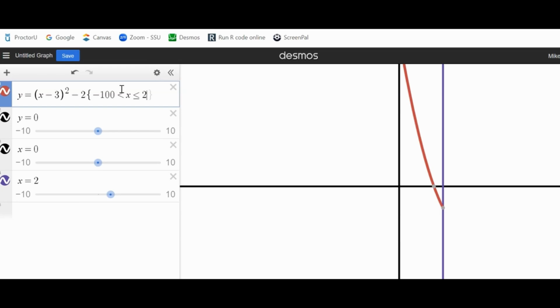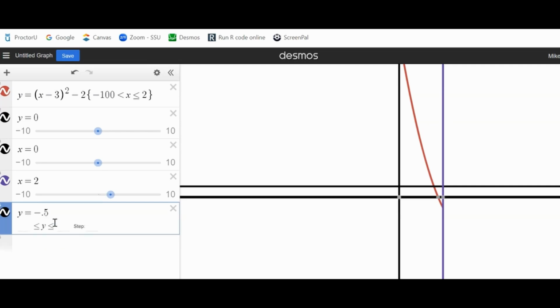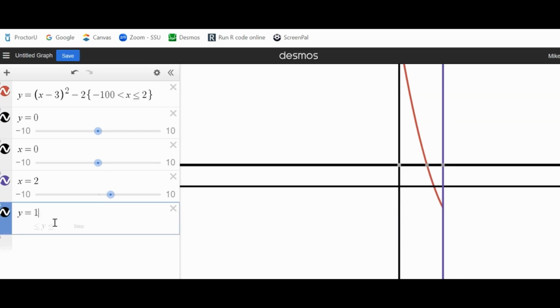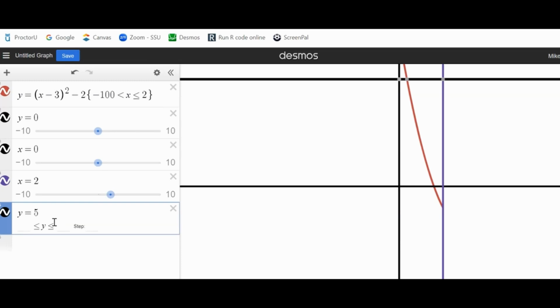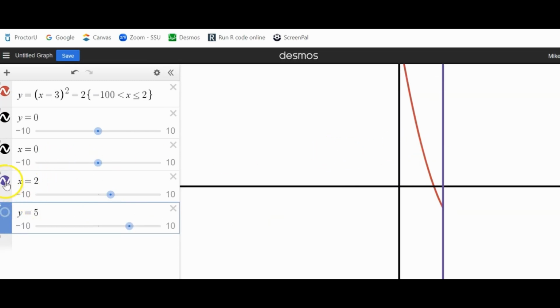Okay? And so you can see here that when we cut off the rest of the function, it now passes the horizontal line test. If we were to put in a horizontal line anywhere, for example at negative 0.5, or at 1 or 2 or 3 or 4 or 5, you can see that it hits this graph in only one place. And so we have succeeded in identifying a piece of the graph that passes the horizontal line test.